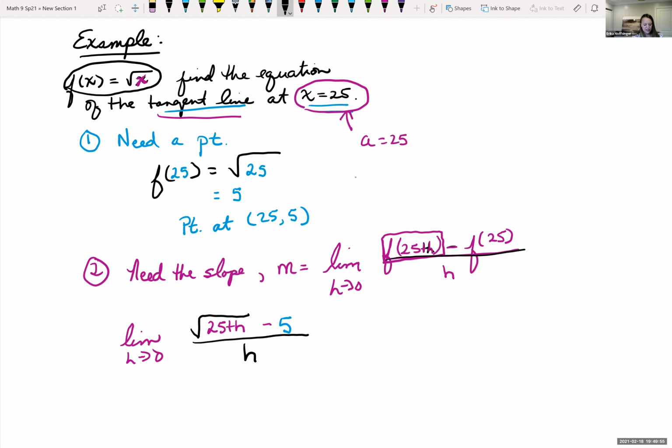So notice if you plug in 0 for h there, we have a problem, Houston. We have 25 plus h underneath the radical. Plugging in 0 for that h just gives us the square root of 25 minus 5, and then all over 0.